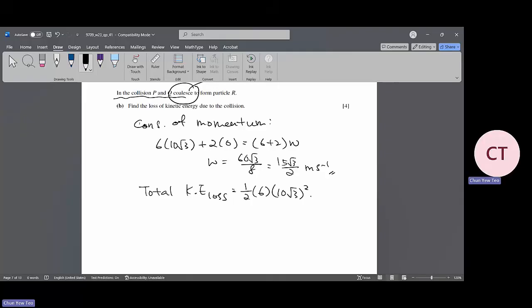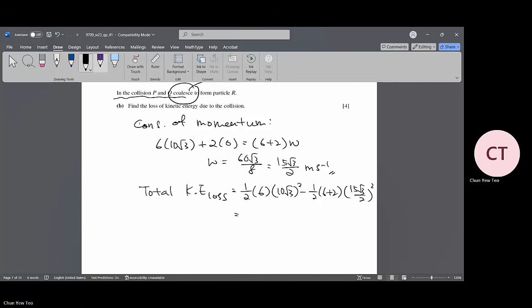Okay, then KE loss, yeah, minus the, after they coalesce. All right, now please, let me try to squeeze everything inside the line here. 6 plus 2 after they combine, and your speed is this.